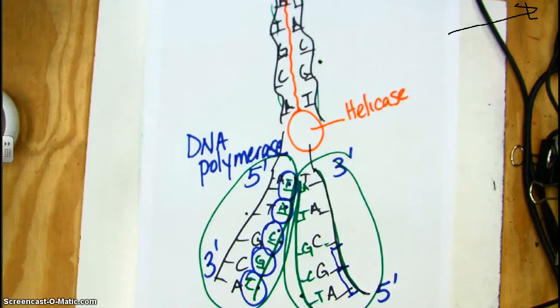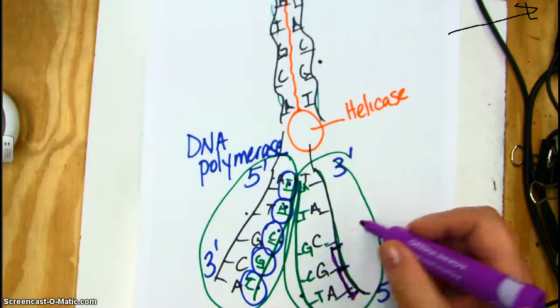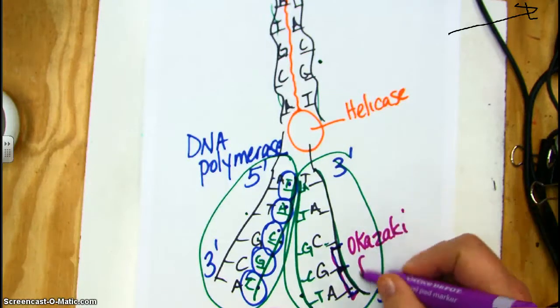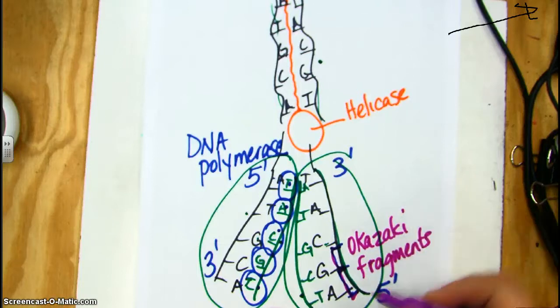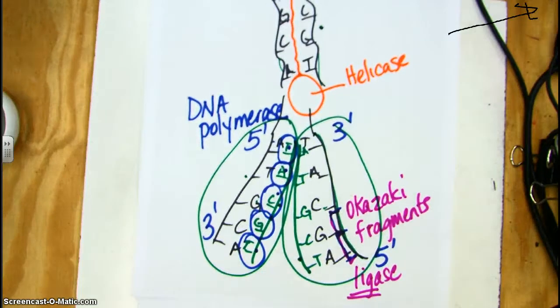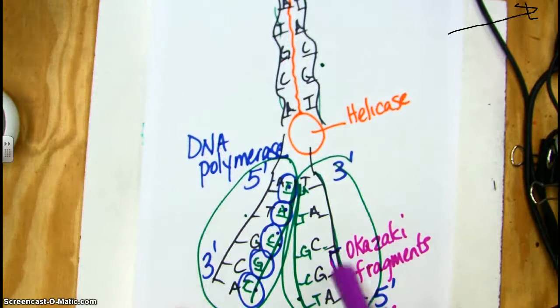You also have to know that these little pieces or chunks are called Okazaki fragments, and they are glued together by DNA ligase. Okay, don't forget ligase is a base word for putting together, gluing. Don't forget that's the glue. Okay, this is the guy that adds the bases. These are the little pieces.